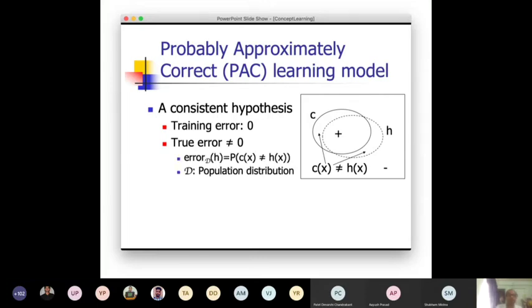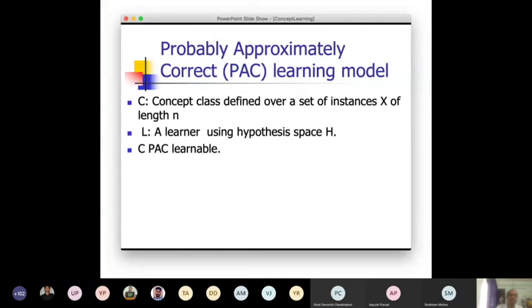Let us consider that this error is expressed as a probability: the probability that the two labels differ. That is the definition of the true error. To denote that it is the error over the whole space, we use this stylized curly D symbol, the population distribution symbol. Whereas for the training examples, I will use the simple D symbol. With respect to this, let us try to understand what is meant by the probably approximately correct learning model.